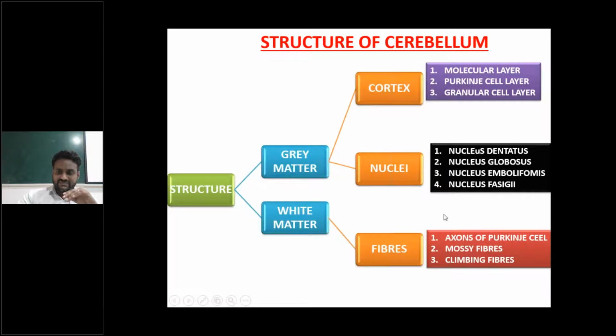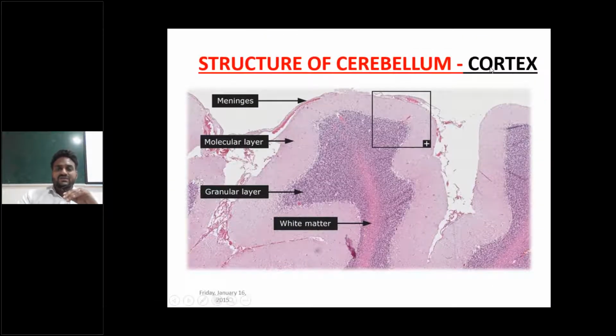So first you see one by one. First we see the cerebellar cortex, that means the layers of the cerebellum. So this is the histological slide. Already you studied it in histology, so you are aware of the three layers of the cerebellum. Here once again you see quickly.